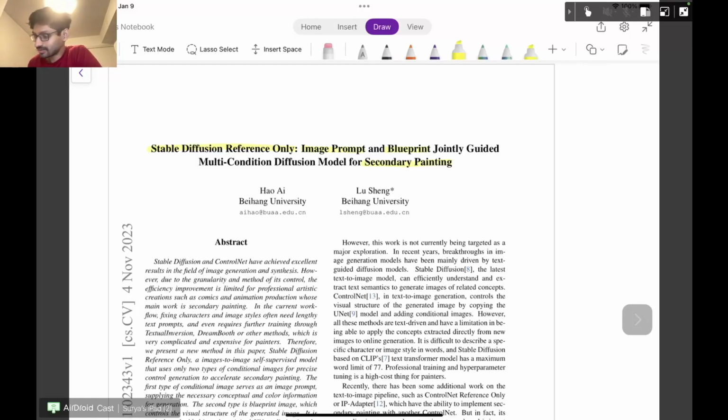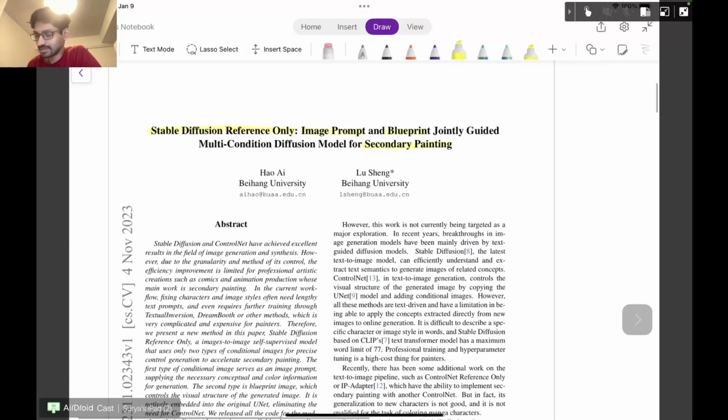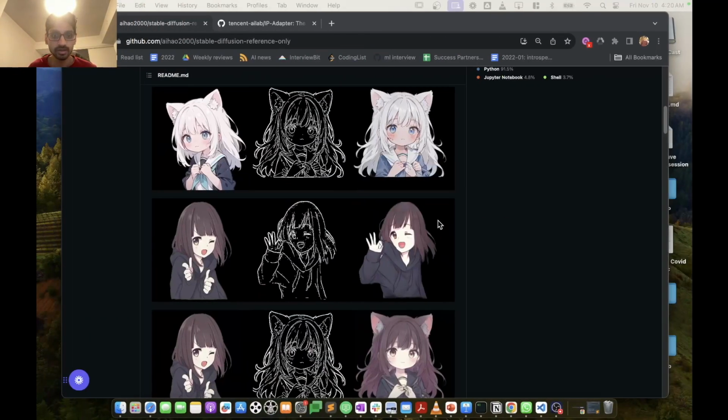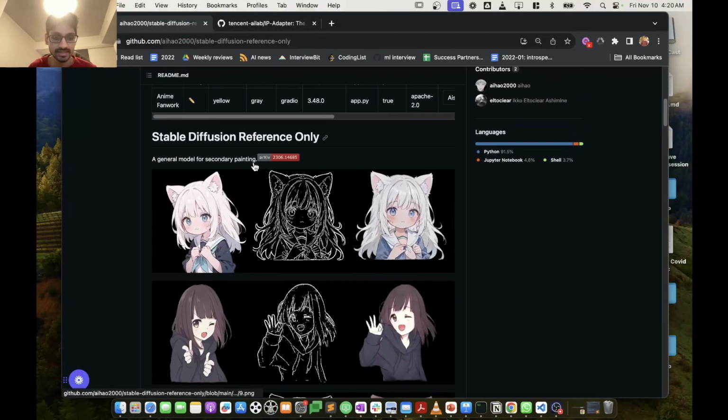So in this video, we're going to talk about the paper Stable Diffusion Reference Only, where it takes two images as input, an image prompt and a blueprint image, and generates a secondary painting. So what do I mean by all of this? Let us look at this specific example.